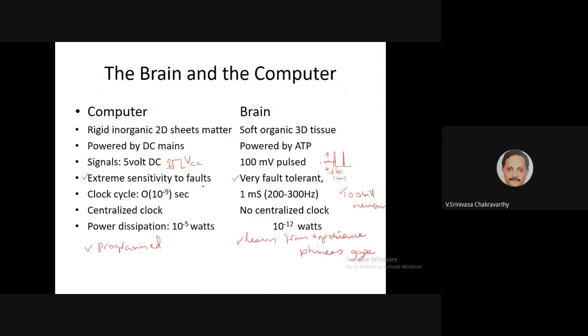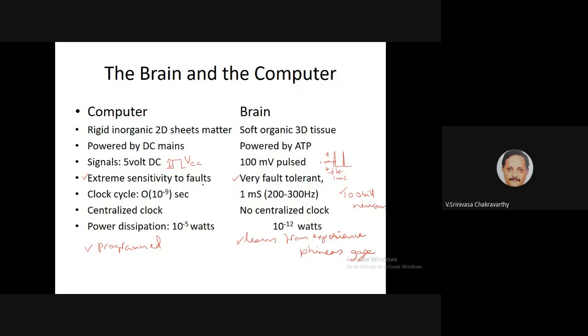But the thing is, that analogy is quite compelling. It's tempting to imagine it like that. But there are many other things about the brain and computer which show that the two are very different. I mean, the brain cannot be totally like a computer. There are some fundamental differences. Let us see what they are.